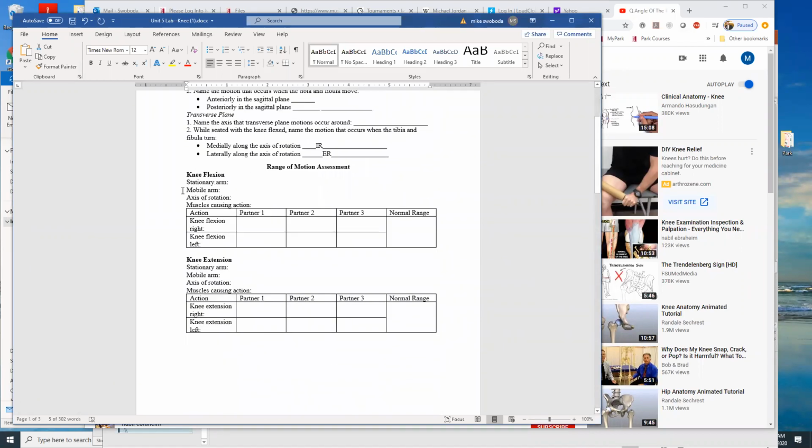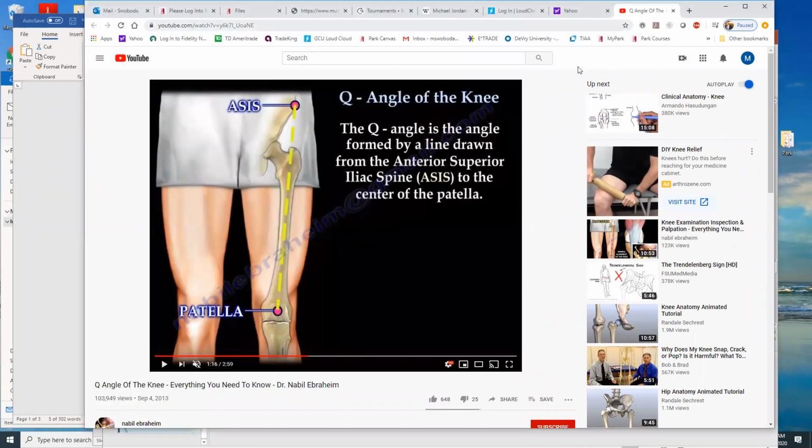Knee flexion, knee extension, really simple. All you're doing is you're taking your goniometer, you're putting it on the outside of the knee, so the axis goes here. Your stationary arm will go up the femur, your movable arm goes down the fibula. For extension, you're just measuring the straight extended leg. For flexion, you're bending the knee as much as you can.